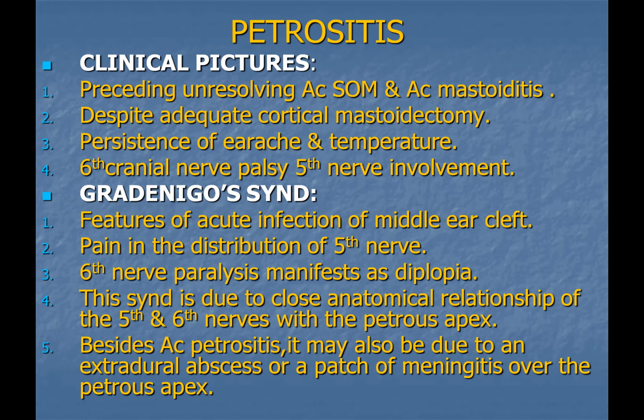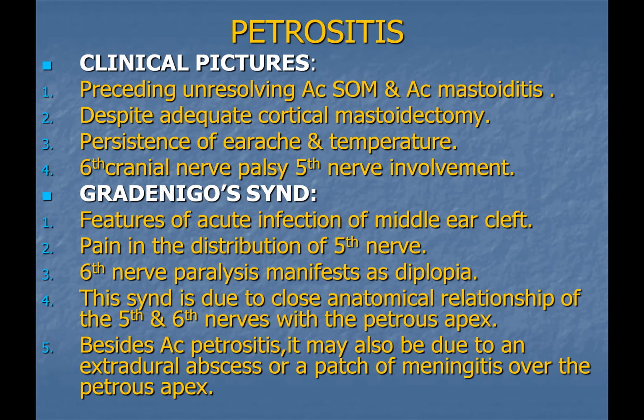The second complication is petrositis. If the infection spreads to the petrous part of the temporal bone, then this patient would develop petrositis, and he would present with the following clinical features: the lateral rectus palsy because of involvement of the sixth nerve, the deep-seated ear or retroorbital pain, and persistent ear discharge. This triad is called Gradenigo's syndrome.